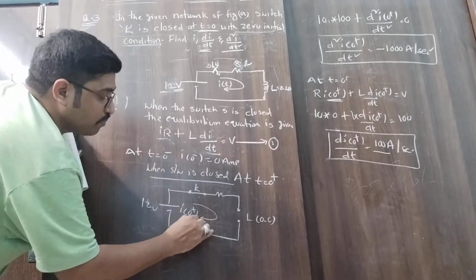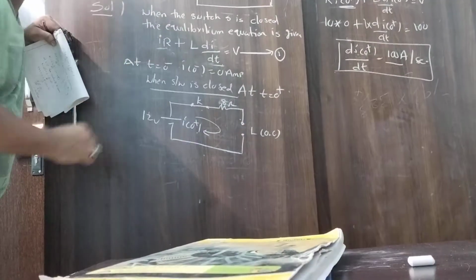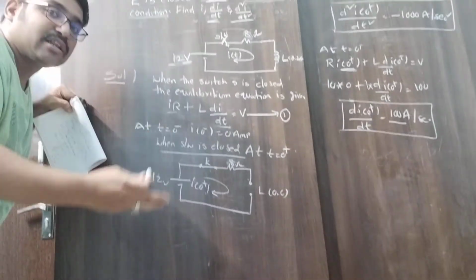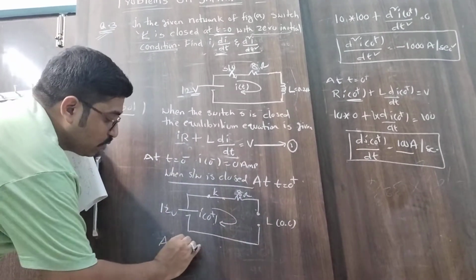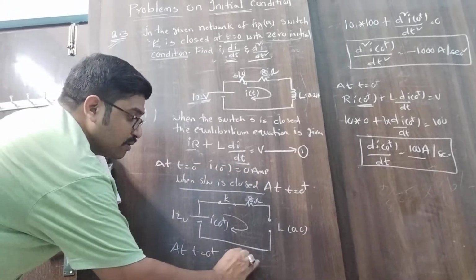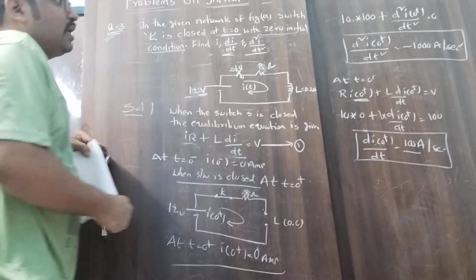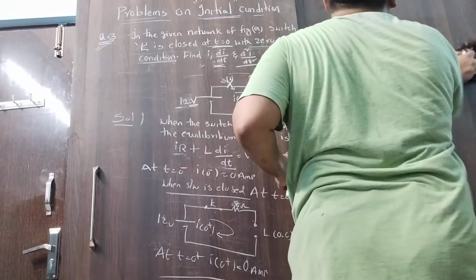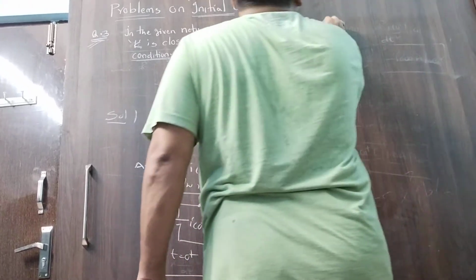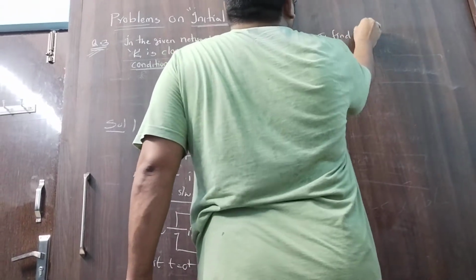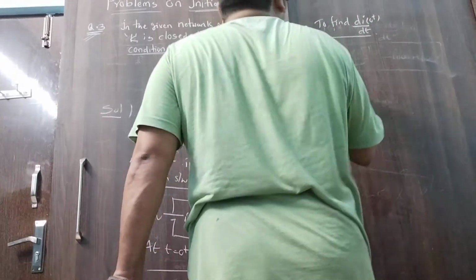This is I of 0 plus. The R value will be 8 ohm. There is no current flowing in the inductor, because an inductor does not allow sudden changes in the current flowing through it. Therefore, at t is equal to 0 plus, I of 0 plus is equal to 0 amperes. Now I need to find di of 0 plus divided by dt from equation 1.